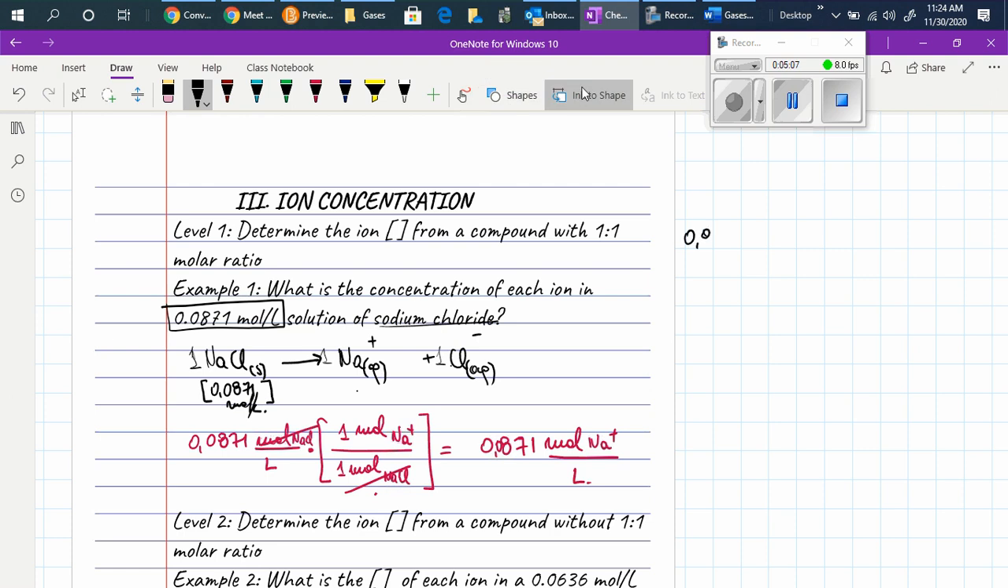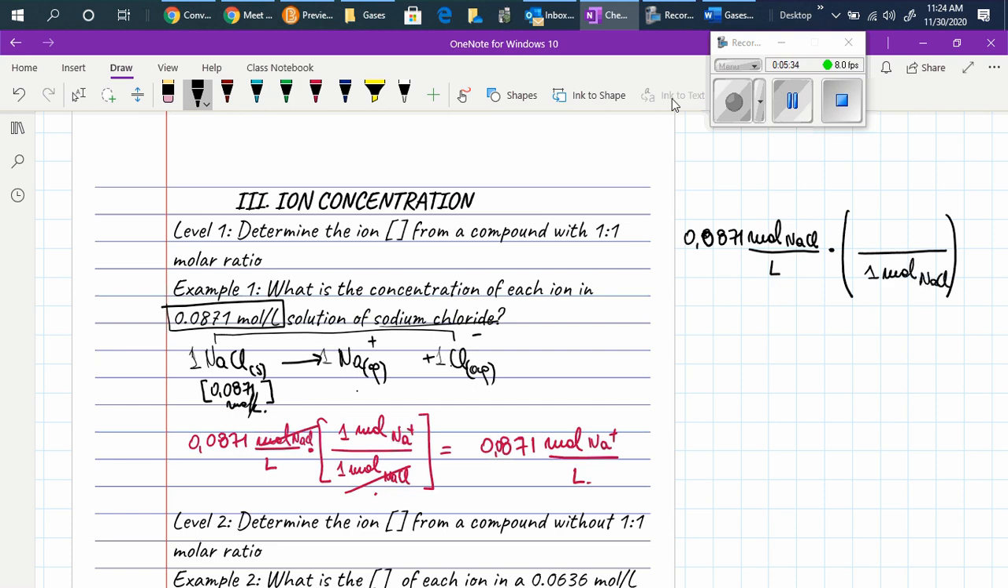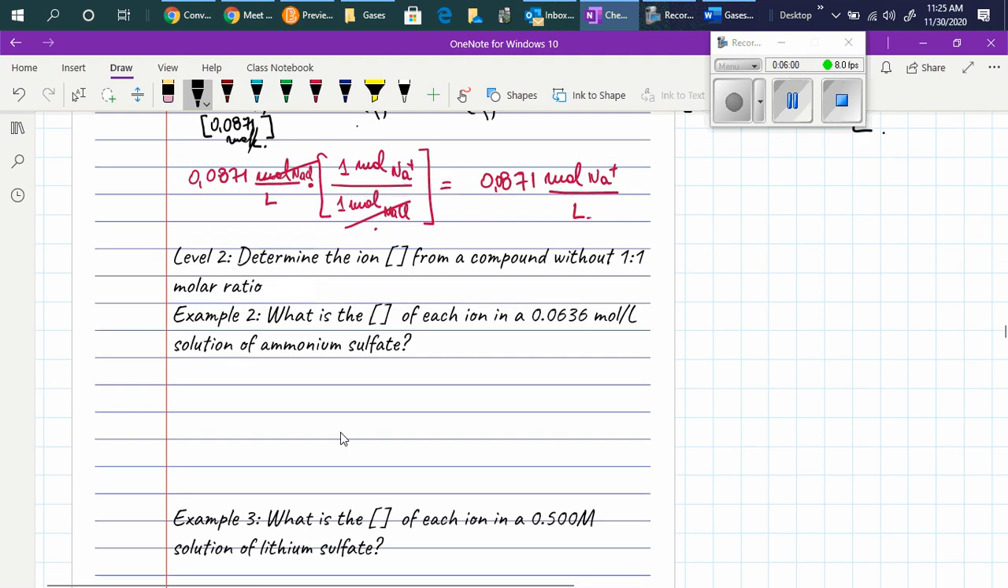Next one will be 0.0871 moles of sodium chloride per liter times the molar ratio of sodium chloride and chloride ion. So 1 mole of sodium chloride gives 1 mole of chloride ion. Canceling out moles of sodium chloride, we will have the concentration of chloride as 0.0871 moles of chloride per liter, or molarity. You can say molarity as well. Okay.